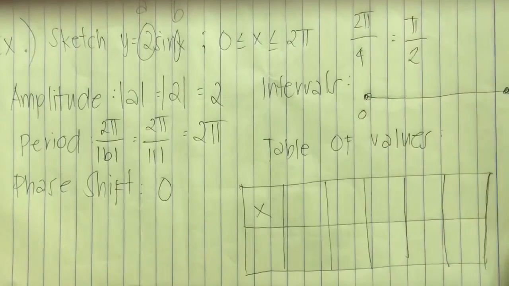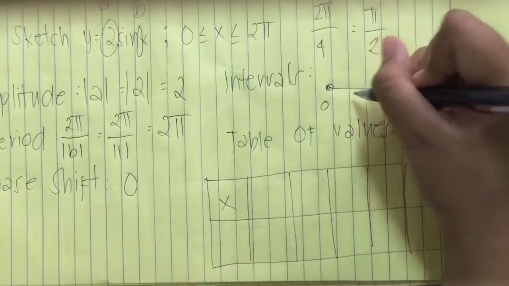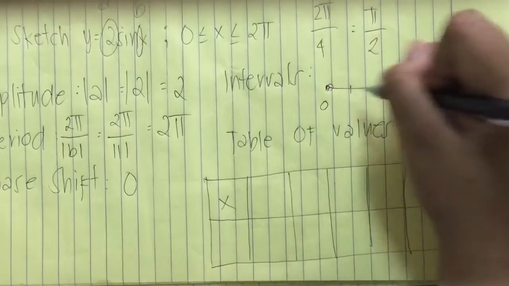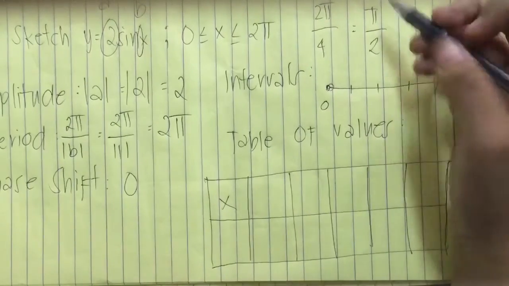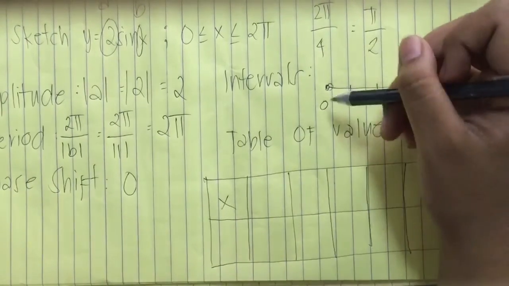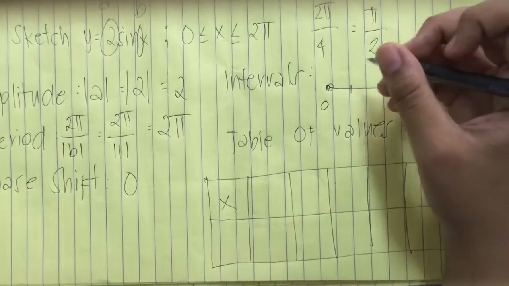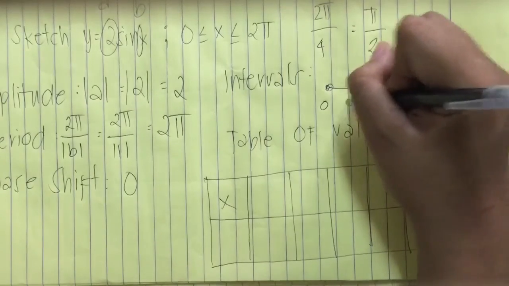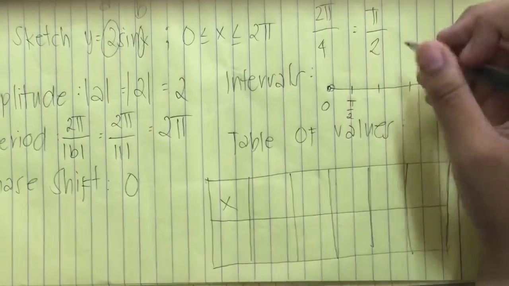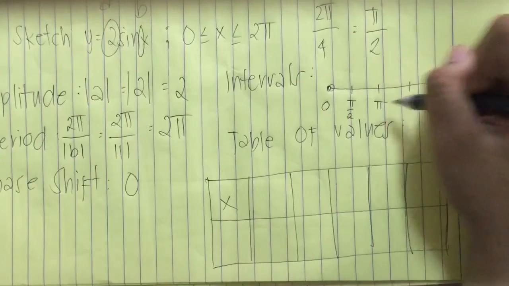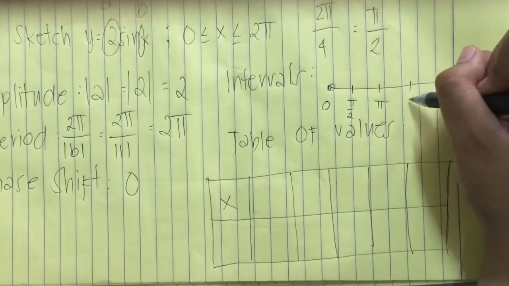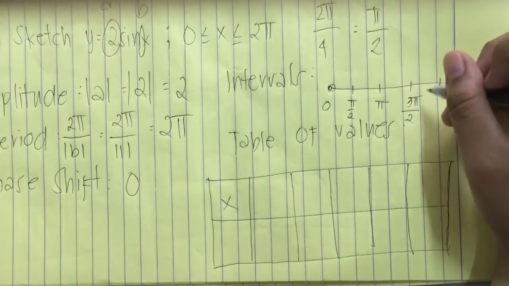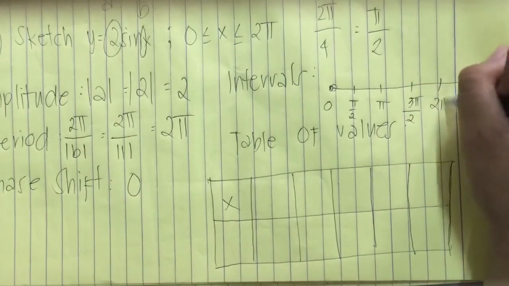We start with 0, and because we have to divide the intervals into 4 parts, we have to add pi over 2, which gives us 0 plus pi over 2 is pi over 2. Pi over 2 plus pi over 2 gives us pi. Pi plus pi over 2 gives us 3 pi over 2. And 3 pi over 2 plus pi over 2 gives us 2 pi.